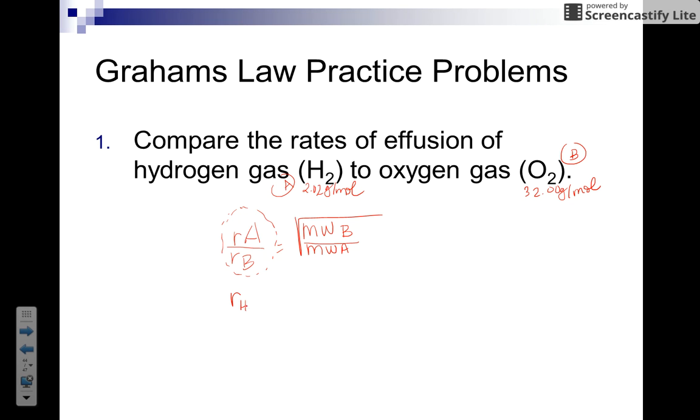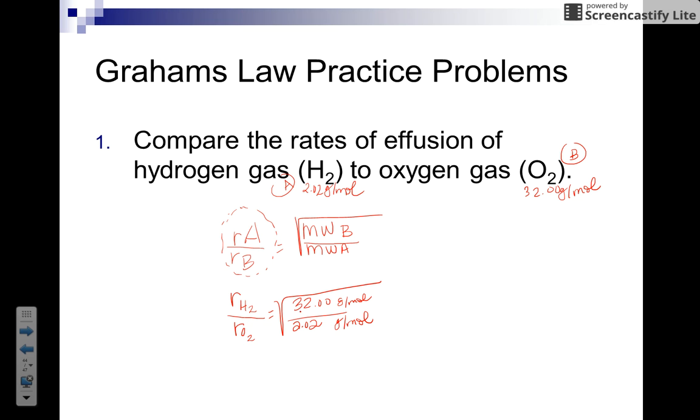So the rate of gas A, which we're defining as hydrogen, divided by the rate of gas B, which we're defining as oxygen, is equal to the square root of the molar mass of B. B is oxygen, so we're going to plug in the molar mass of oxygen on top here. Notice these units cancel. Divided by the molar mass of A, which is just 2.02.